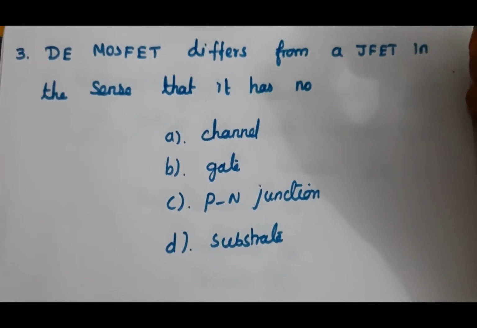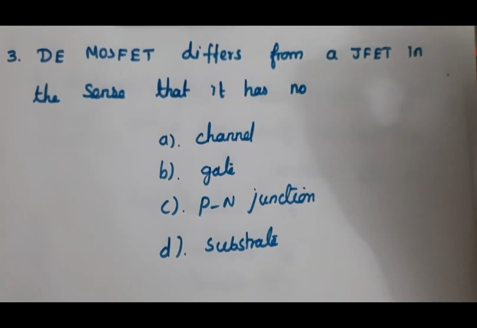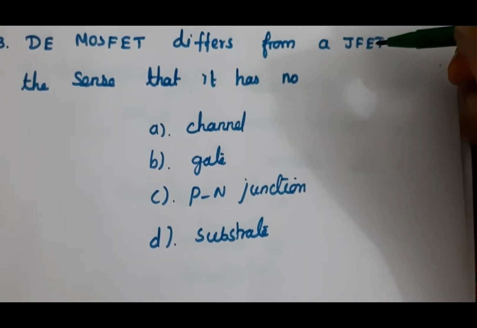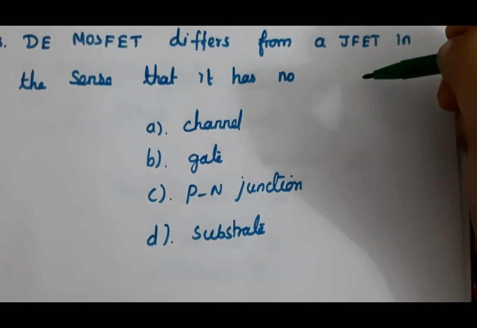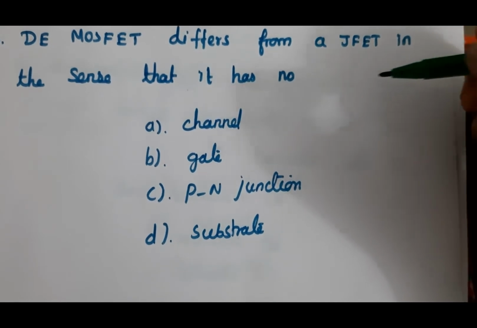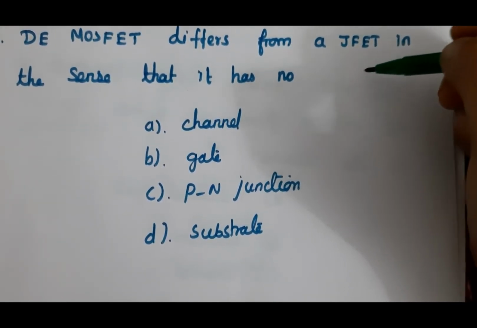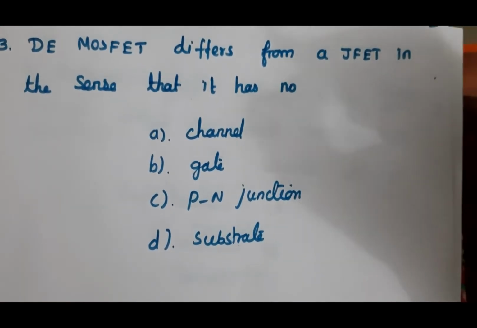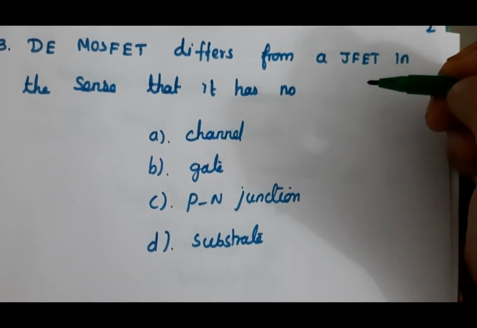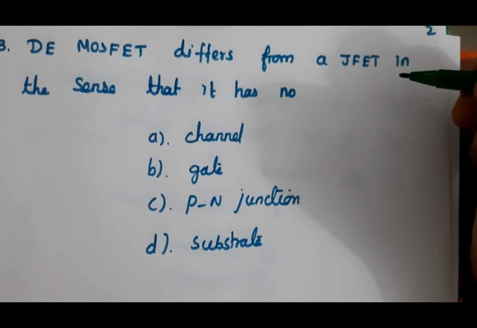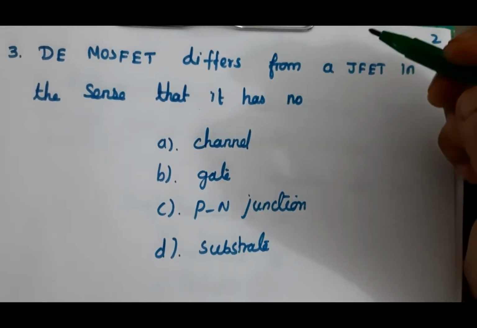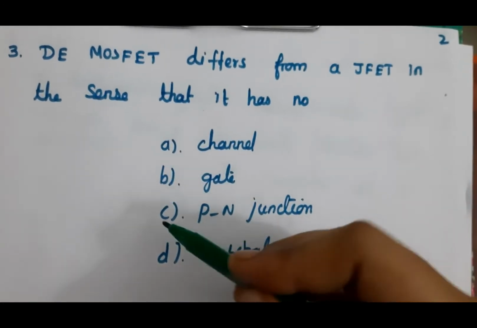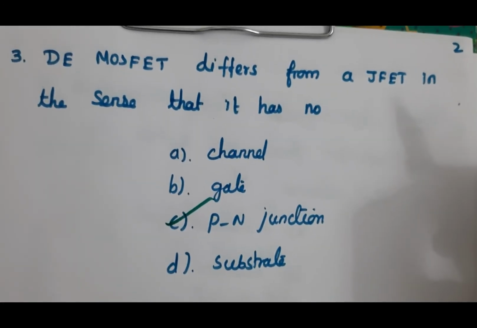Next question, a depletion MOSFET differs from a JFET in the sense that it has no PN junction, because in JFET 3 terminals are there, source, drain and gate, and there is no separation between these 3 terminals. But in MOSFET, the gate is insulated from source and drain using an SiO2 layer. So here there is no PN junction formation. So here the answer is C, PN junction.